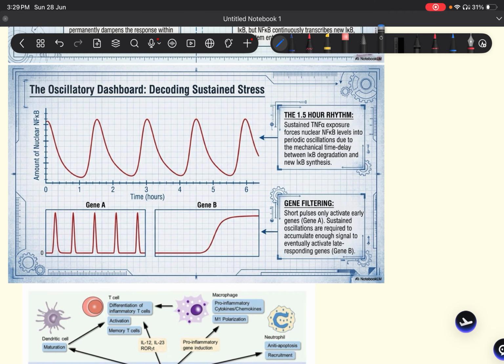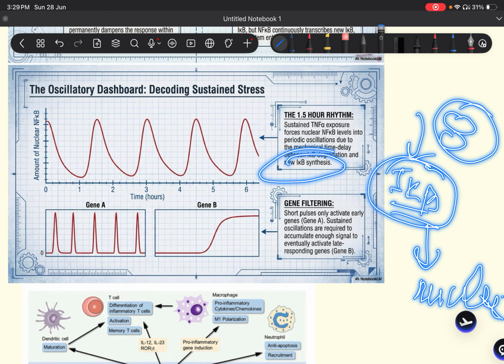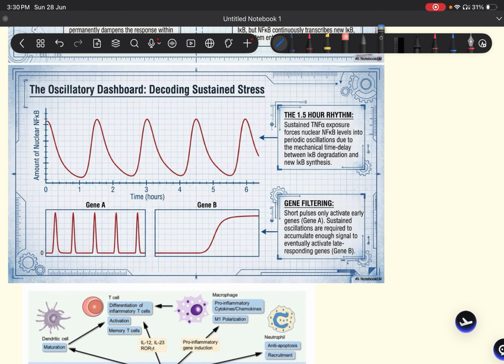Now, this sustained response forces the NF-kappa B levels into oscillations due to the time delay between the degradation and new synthesis, right? Because in each pathway, first the protein will be degraded, and the complex will go into the nucleus. Also, you want the other components to be there, so you need to synthesize them to form the pathway. So there is a time lag, and therefore the amount of nuclear NF-kappa B dampens or moves like an oscillatory pathway, right?